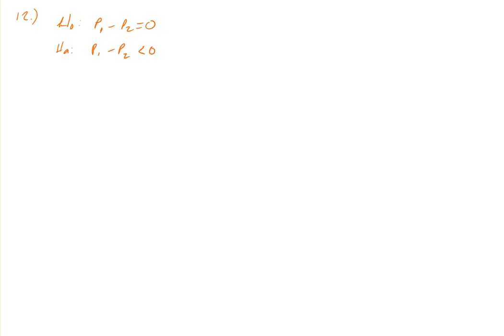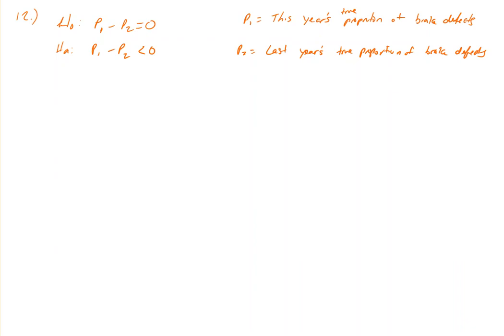So if we wanted to go down, basically we'd say p1 is this year's true proportion of brake defects, and p2 is last year's. So we are hoping that p1, this year, is lower. The proportion of defects is lower than last year. Okay, so that's why we had this direction here of less than.